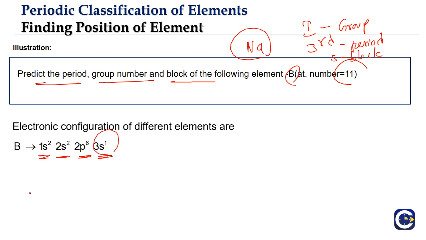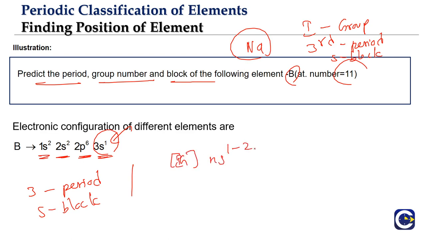So what is the outermost orbit? It is the third orbit, right? It means the element belongs to the third period. That is the first thing we can conclude. Then where is the last entering electron getting into? It is getting into the 3s subshell, which means it will be an S block element. And if you look at the S block elements, the electronic arrangement will be the inert gas followed by ns1 or ns2. So for the first group it will be ns1, second group it will be ns2.